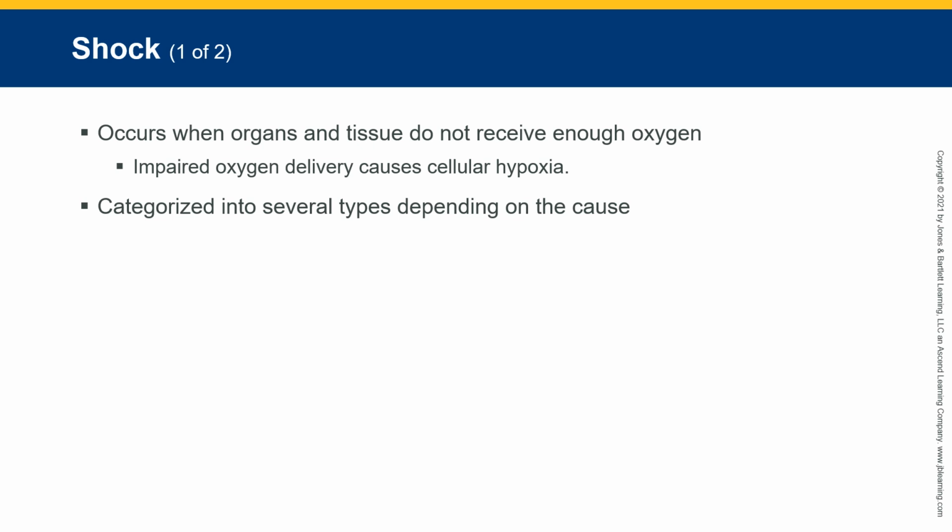Shock occurs when organs and tissues do not receive enough oxygen, so impaired oxygen delivery causes cellular hypoxia. It is categorized into several types depending on the cause. So you have shock as the big umbrella, and then you have little ones underneath that. Everything falls under just one big umbrella.